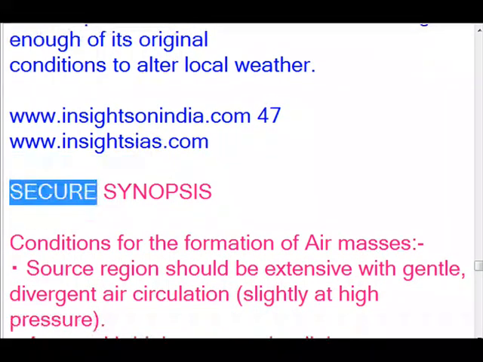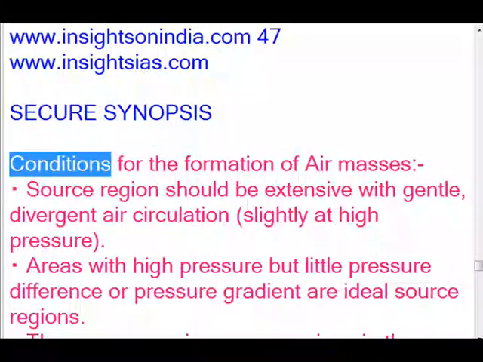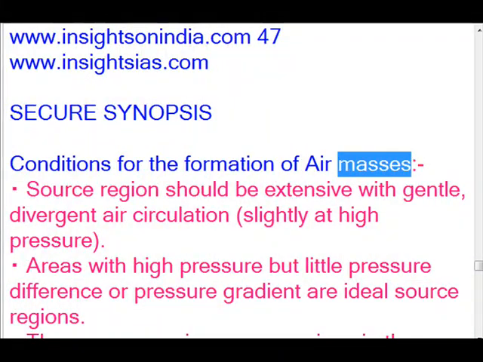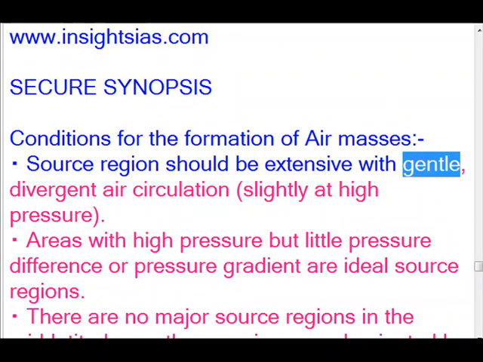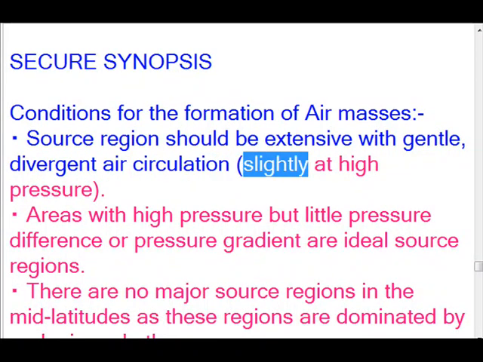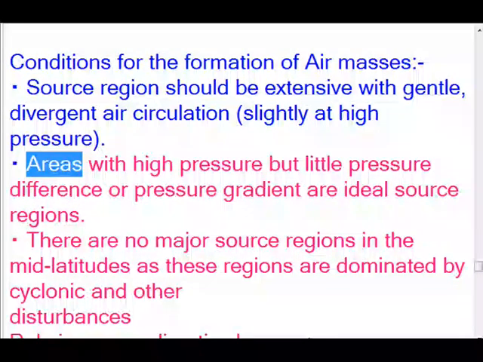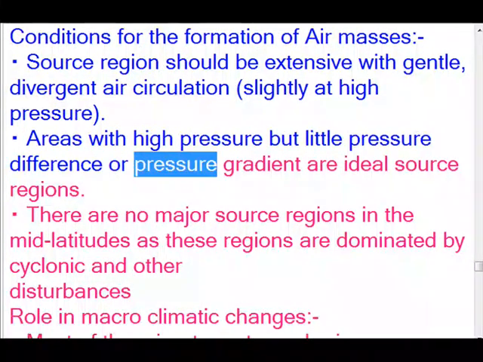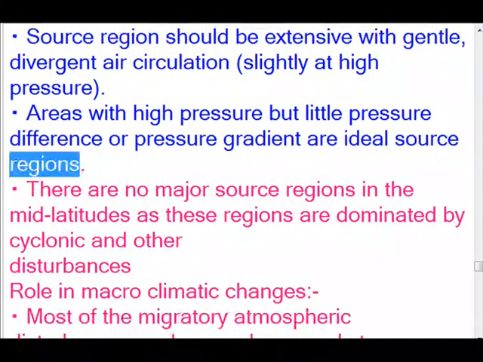Secure synopsis. Conditions for the formation of air masses. The source region should be extensive with gentle, divergent air circulation, slightly at high pressure. Areas with high pressure but little pressure difference or pressure gradient are ideal source regions.